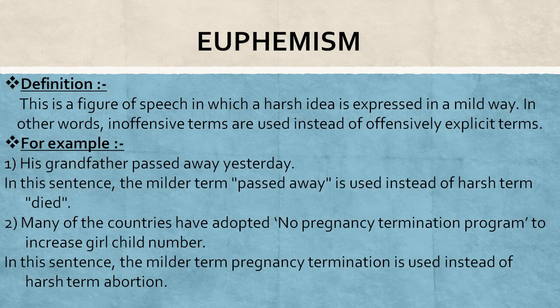12th figure of speech is euphemism. Definition: this is a figure of speech in which a harsh idea is expressed in a mild way. In other words, inoffensive terms are used instead of offensively explicit terms. For example, 1. His grandfather passed away yesterday. In this sentence, the milder term passed away is used instead of harsh term died.